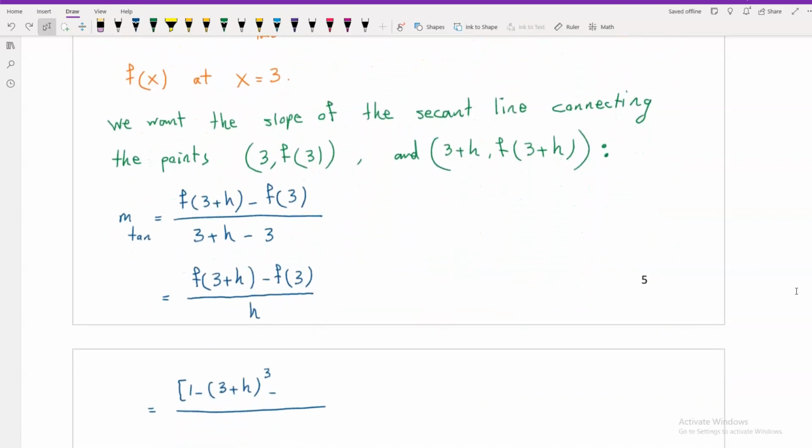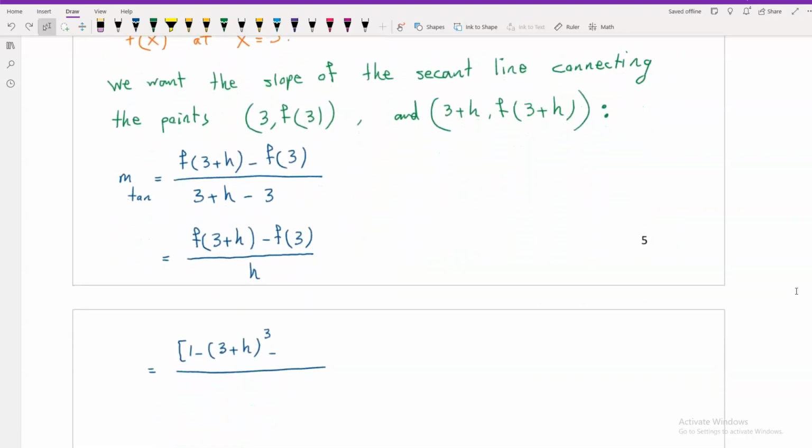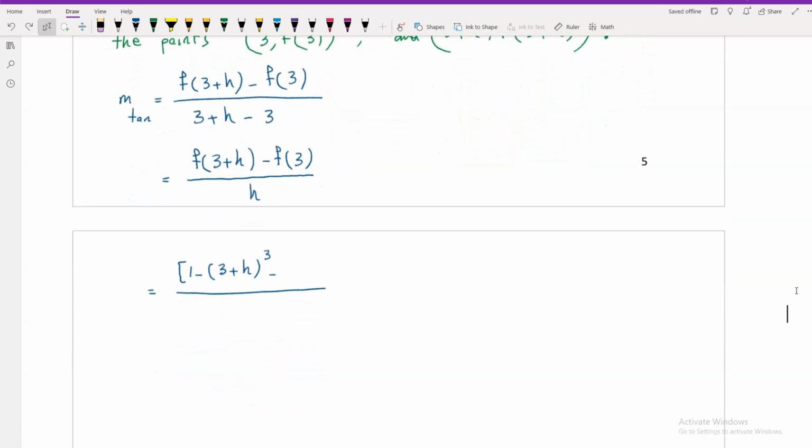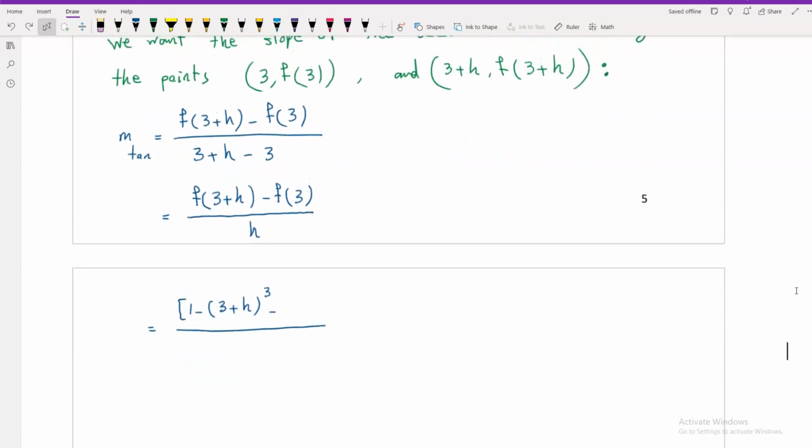So we have the answer for f of x1. We have to find the answer for f of x2. For x2, we have 3 plus h. So 1 minus x cubed, in this case, is 1 minus 3 plus h cubed, minus f of x1, which is negative 26 when x is 3, divided by h.